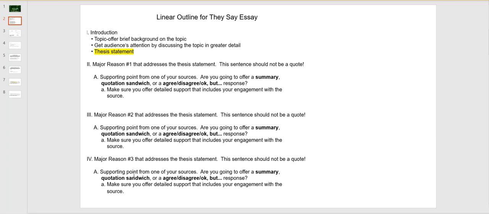So you do that for all your major reasons, and then you should have a conclusion. So in your conclusion, you basically review the major reasons that you covered in your essay, remind your reader what those major reasons were, and then remind your reader what your position is on the topic.